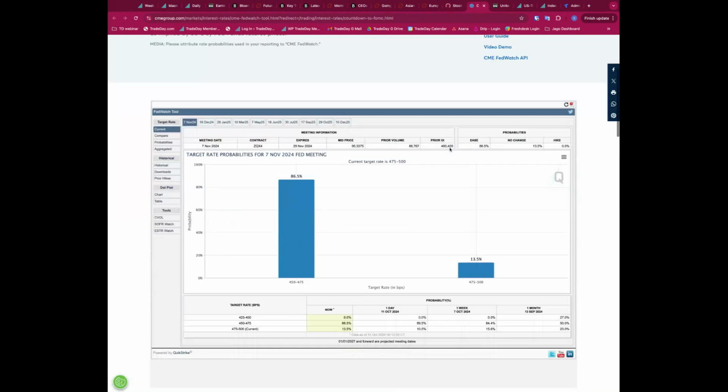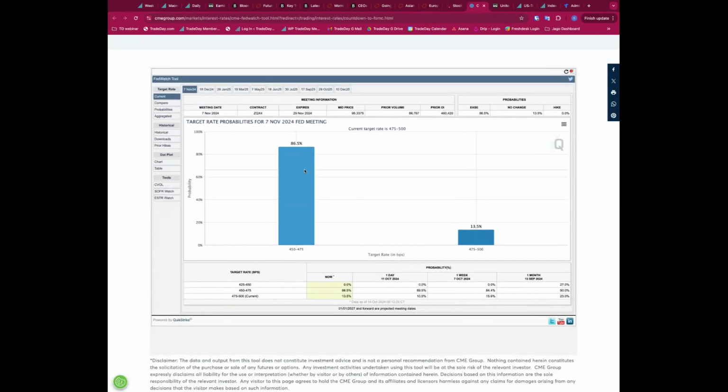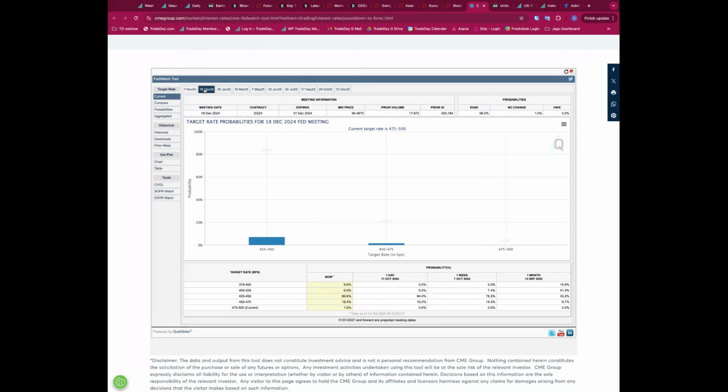Turning our attention to the CME FedWatch tool, as we've been talking about over the last week or so, the expectation now is pretty much nailed on for a 25 basis point cut at the next meeting at the beginning of November. Over an 86% chance that we cut by 25, and a 14% chance that we remain unchanged. No chance being priced in for a bigger rate cut, more than 25.